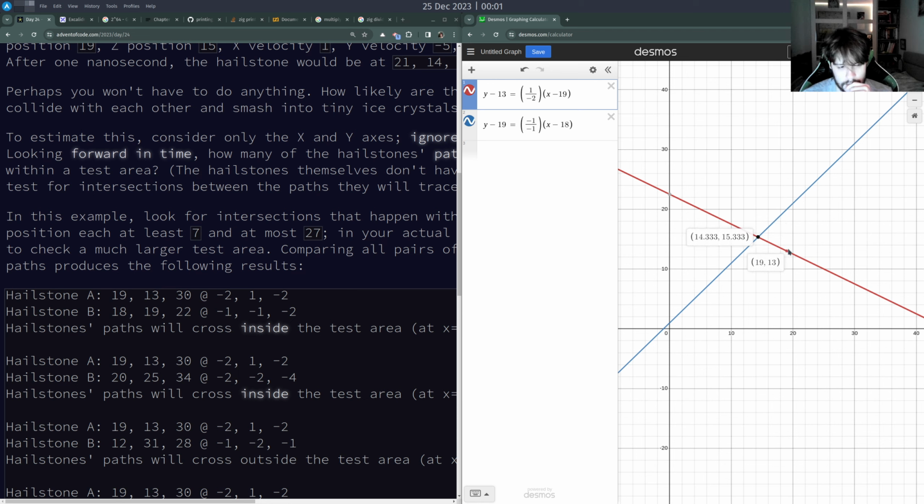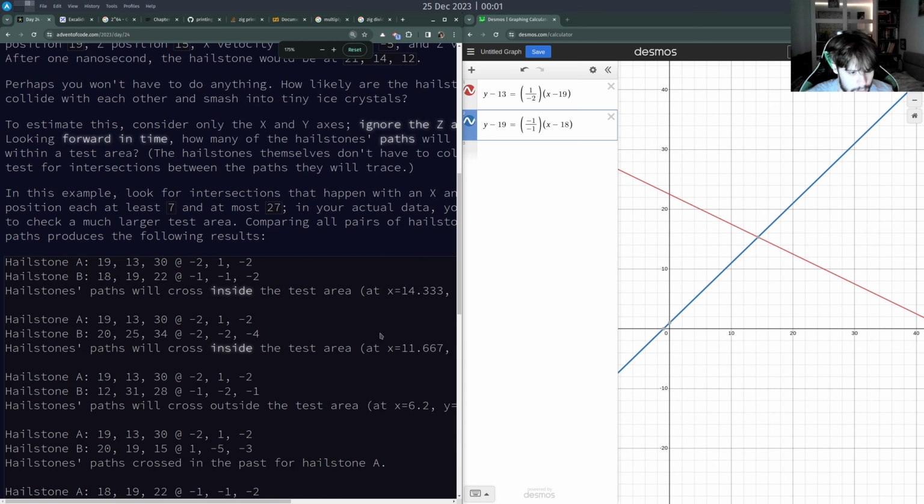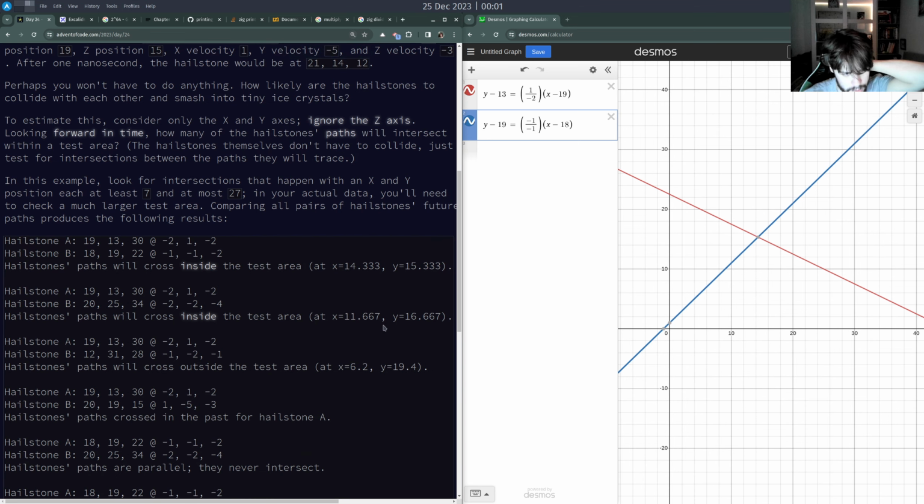Is it the x-axis? Starts there, 1913, and the blue is 1819. Wait, how is this inside? They will cross inside the test area. And then for this one, they crossed in the past. So actually, let's examine this one here.